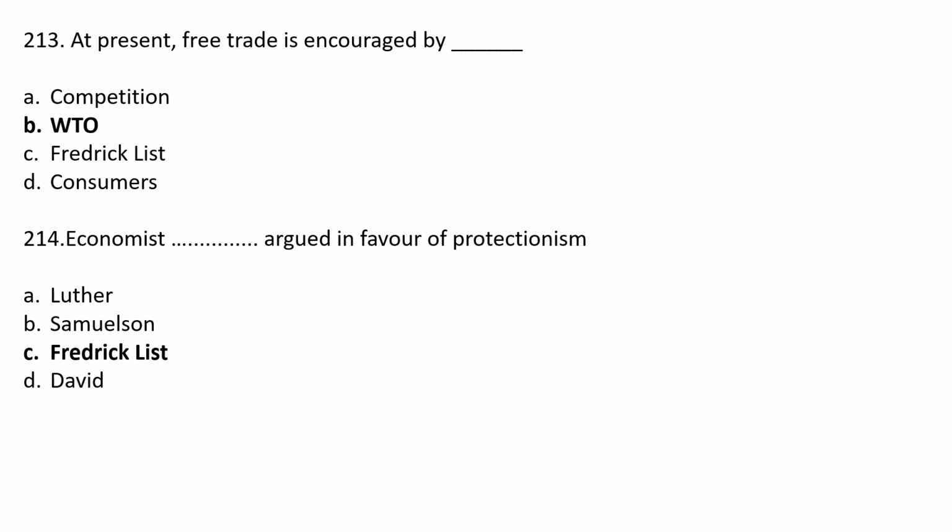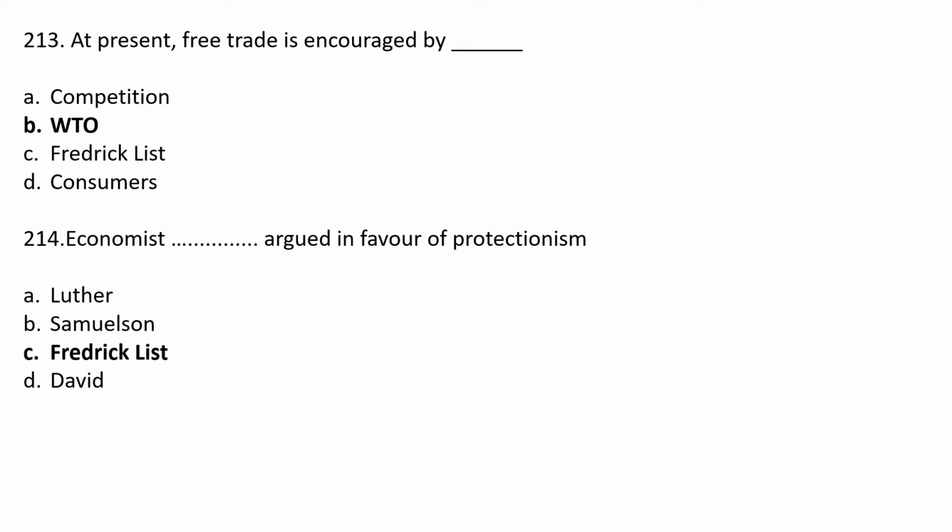At present, free trade is encouraged by option A competition, option B WTO, option C Frederick List, option D consumers. The correct answer is option B WTO. At present, free trade is encouraged by WTO.